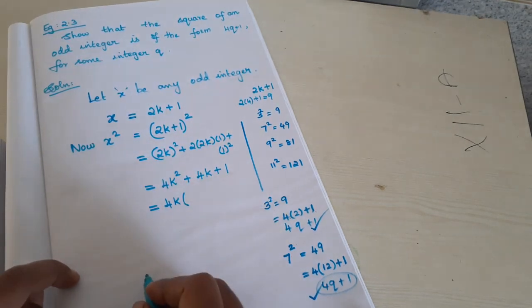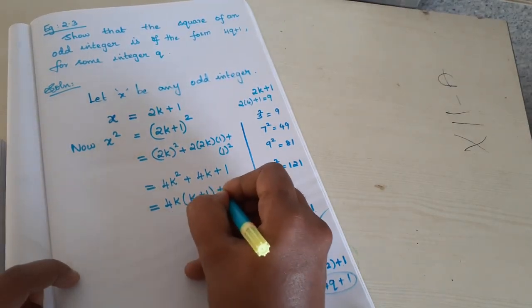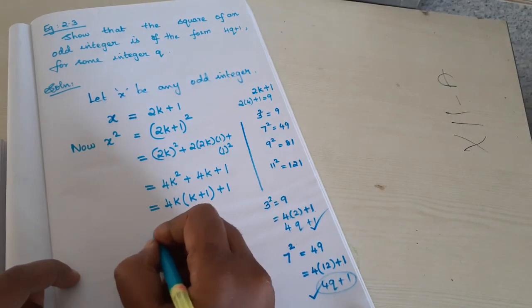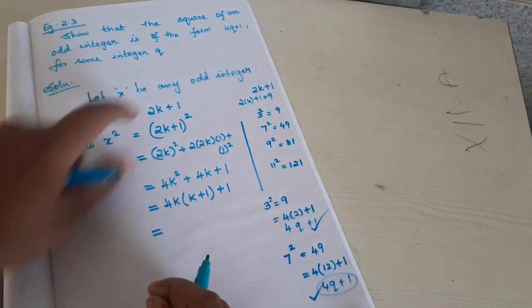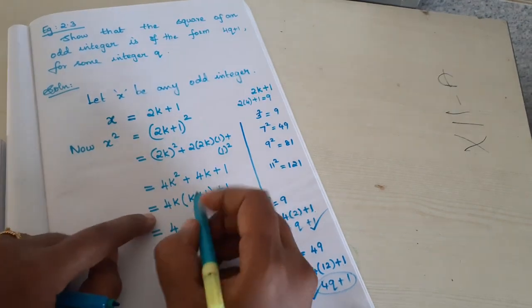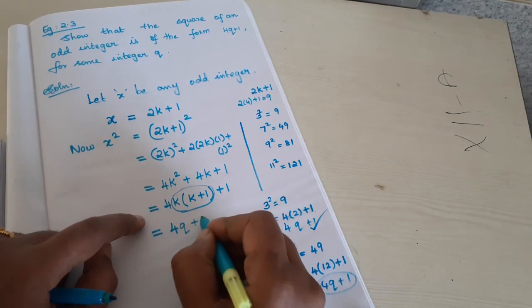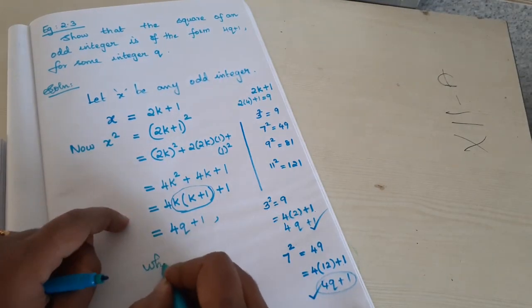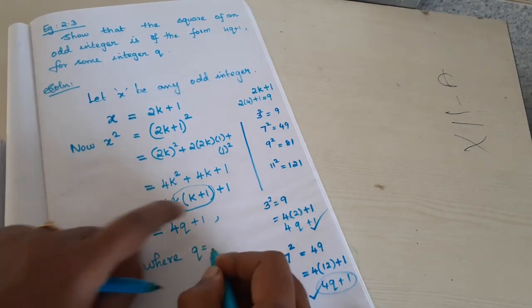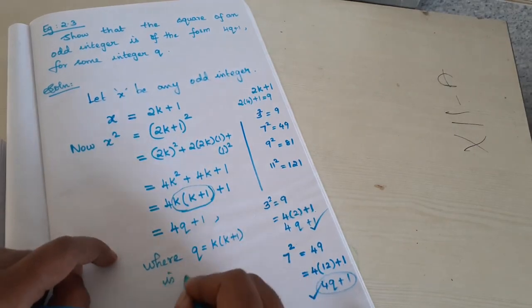So inside the bracket, what will come? k plus 1 plus k. Which is equal to, we need the format 4q plus 1. So this full term I am taking as q, plus 1, where q is equal to k into k plus 1. I am replacing it with some integer.